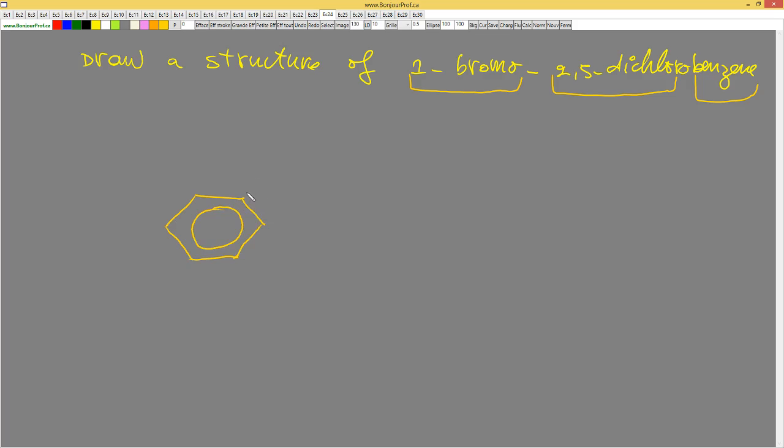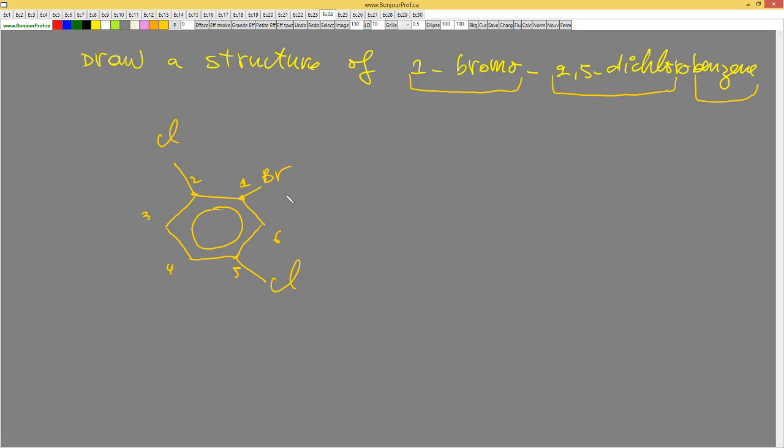I can start with 1 carbon. I can start it, for example, here. This is 1, 2, 3, 4, 5, 6. I can go the other side if I want. And he told me to put a bromine in the position 1. So I'm going to put a bromine here, Br. And he told me put dichloro, so 2 chlorines, 1 in the position 2. So I'm going to have 1 here and 1 in the position 5. It will be here. So this is it.